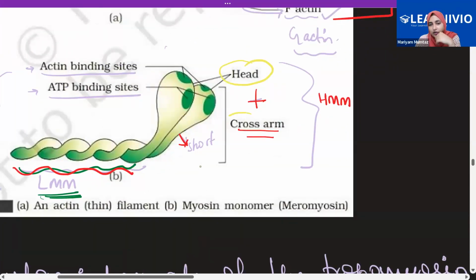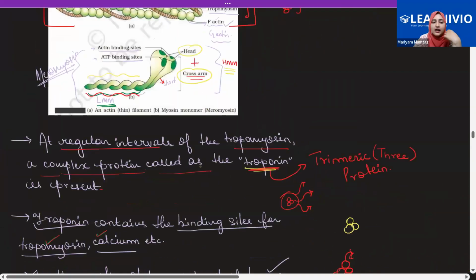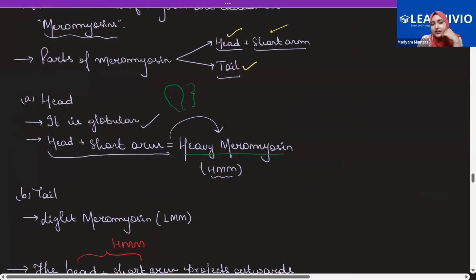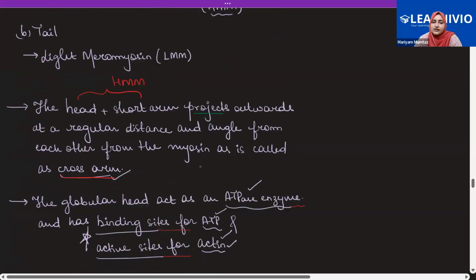The head and the cross arm, these 2 parts, and then there is the tail. This tail portion is lighter in weight, so you call it light meromyosin. The head along with the cross arm or short arm is called the heavy meromyosin. Clear? In terms of its weight. The head is a globular structure, and the head along with the short arm is called the heavy meromyosin. The tail is lighter, so we call it light meromyosin.